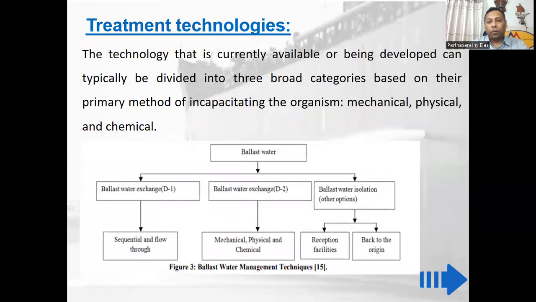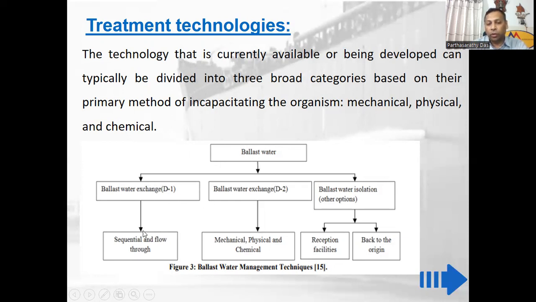Now here we have tried to identify various systems of treatment technologies that we want to maintain on board a ship so that aquatic organism transportation is reduced. The technology that is currently available or being developed typically can be divided into three categories based on the primary method of incapacitating the organisms. These are mechanical, physical, and chemical. We have identified the three different areas.